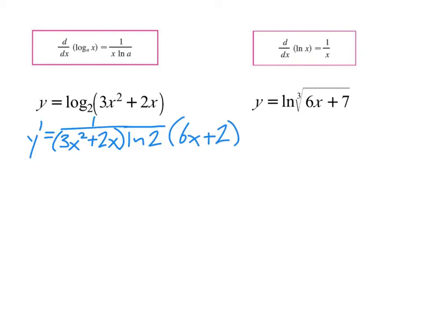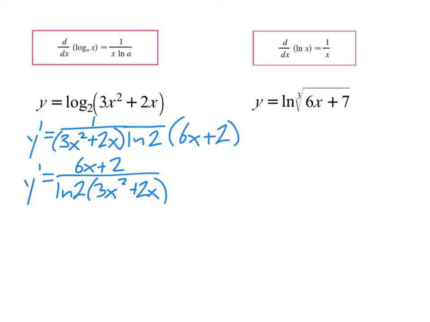All right, so when finding the derivative of that first one there, we end up doing log base 2, so that means 1 over whatever's inside, times the natural log of 2, times the derivative of that inner function right here. And then just tidy it up a little bit. And that's your final answer.